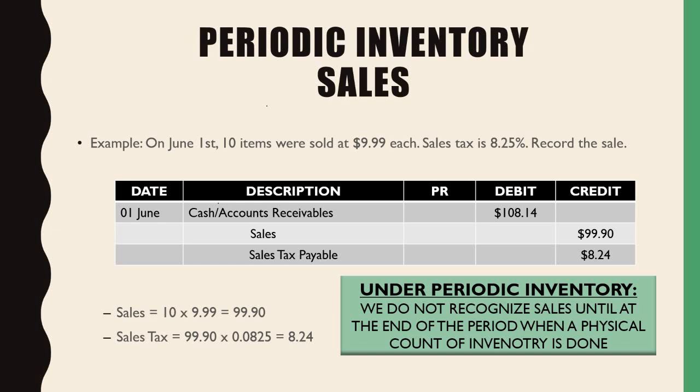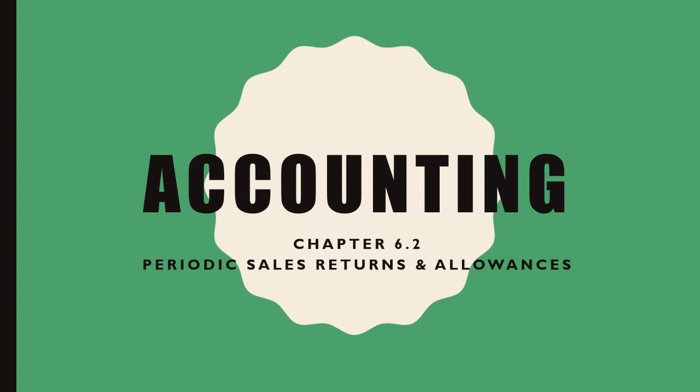Your job under periodic inventory is to not keep track of how many items you sold. So in this case, even though I know I sold 10 items, I don't record that I actually got rid of those 10 items. So that's the most important thing that you need to know under periodic inventory, is you don't keep track of the items you sold. You only keep track of just the sales and the sales only. Okay? And that is it for the first section of chapter 6. Okay?